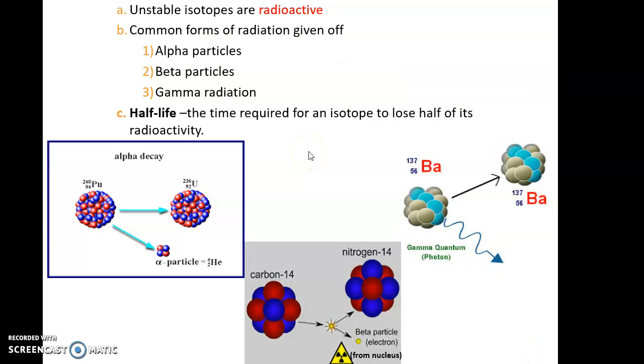Half-life. A half-life is the time required for an isotope to lose half of its radioactivity, for basically half of it to break down. And so that is what a half-life is, and it can vary dramatically from, say, millions of years to milliseconds. So the half-life of different isotopes can be quite dramatically different.